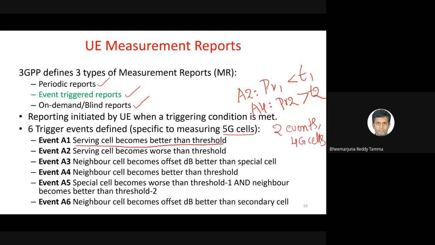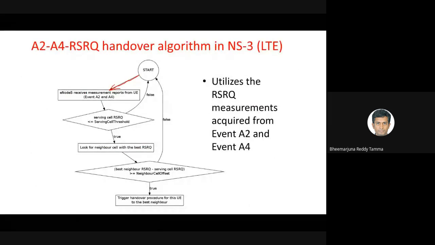Okay, let's look at now this state diagram. First, the base station is getting these two events in this step. Then look at what is the conditional check that the base station is doing. It is checking whether serving cell RSRQ is less than or equal to the serving cell threshold. In this case, yes, it is true. That's the reason why you have got this event A2. So then it has to look for the neighboring cell with the best RSRQ value. In this case, I'm talking about RSRQ, not RSRP.